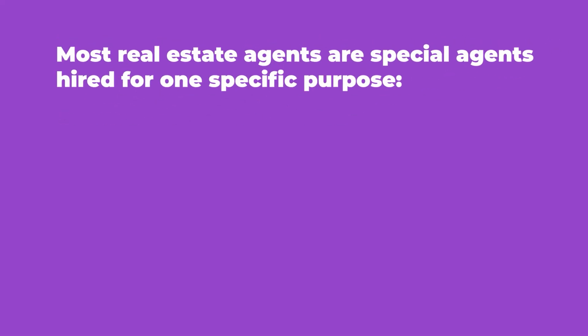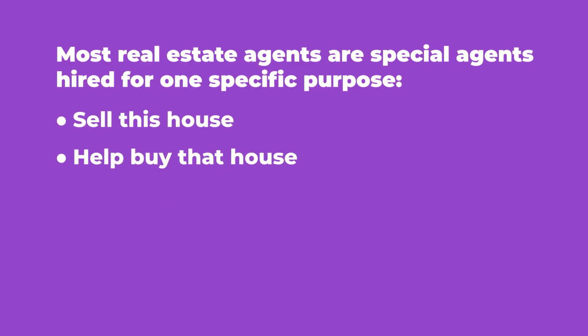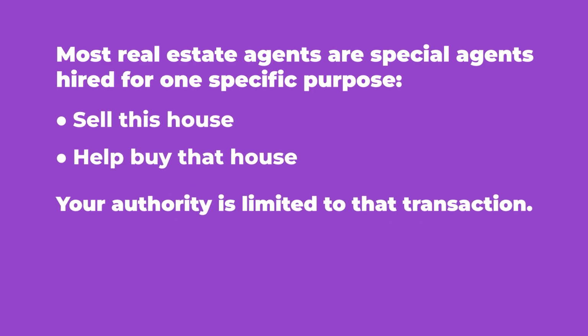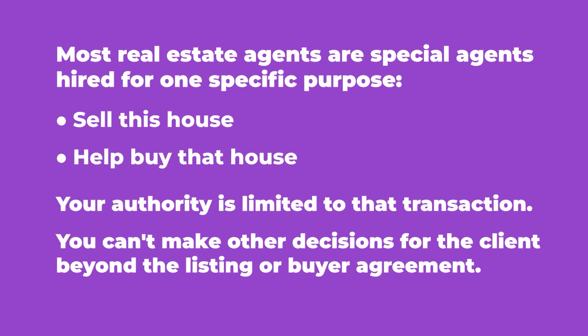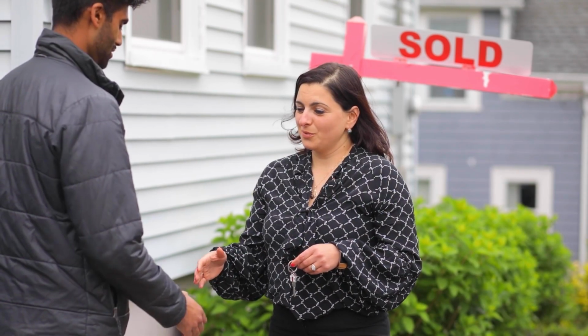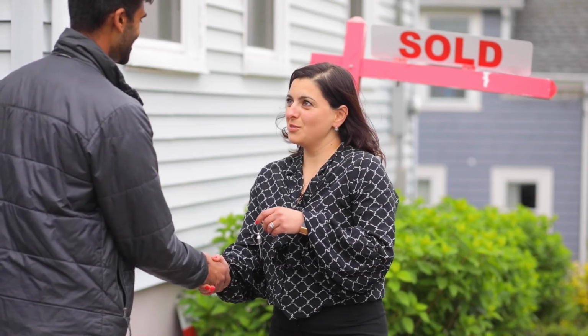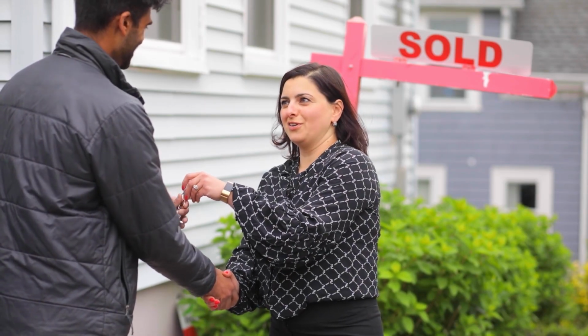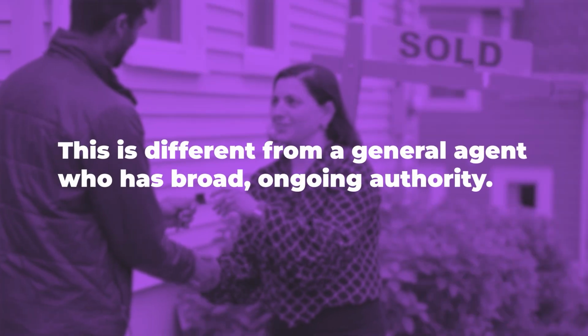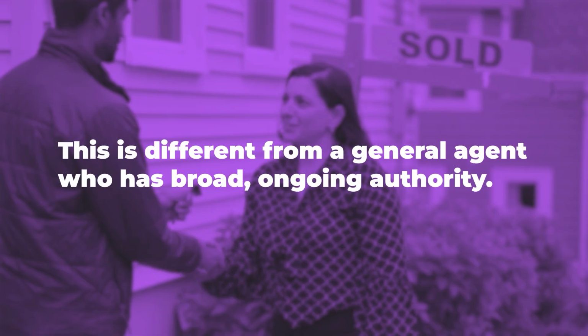Most real estate agents are special agents hired for one specific purpose: sell this house or help buy that house. Your authority is limited to that transaction. You can't make other decisions for the client beyond the listing or buyer agreement. Once the house sells or the buyer finds a home, your special agency ends. This is different from a general agent who has broad, ongoing authority.